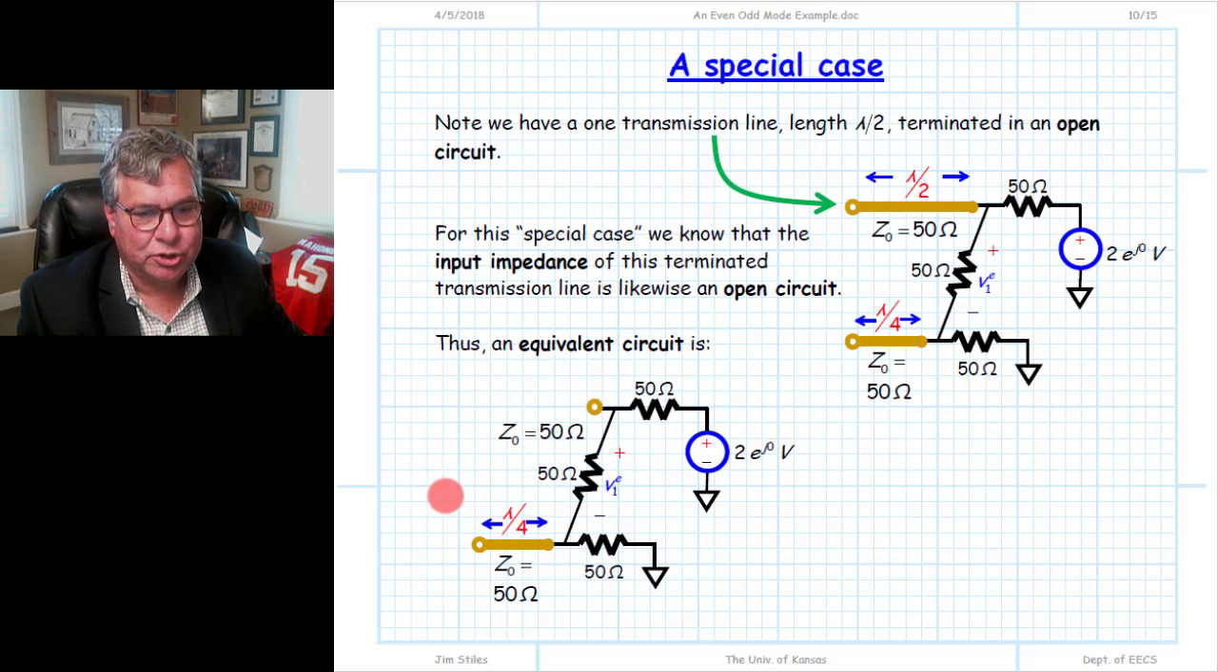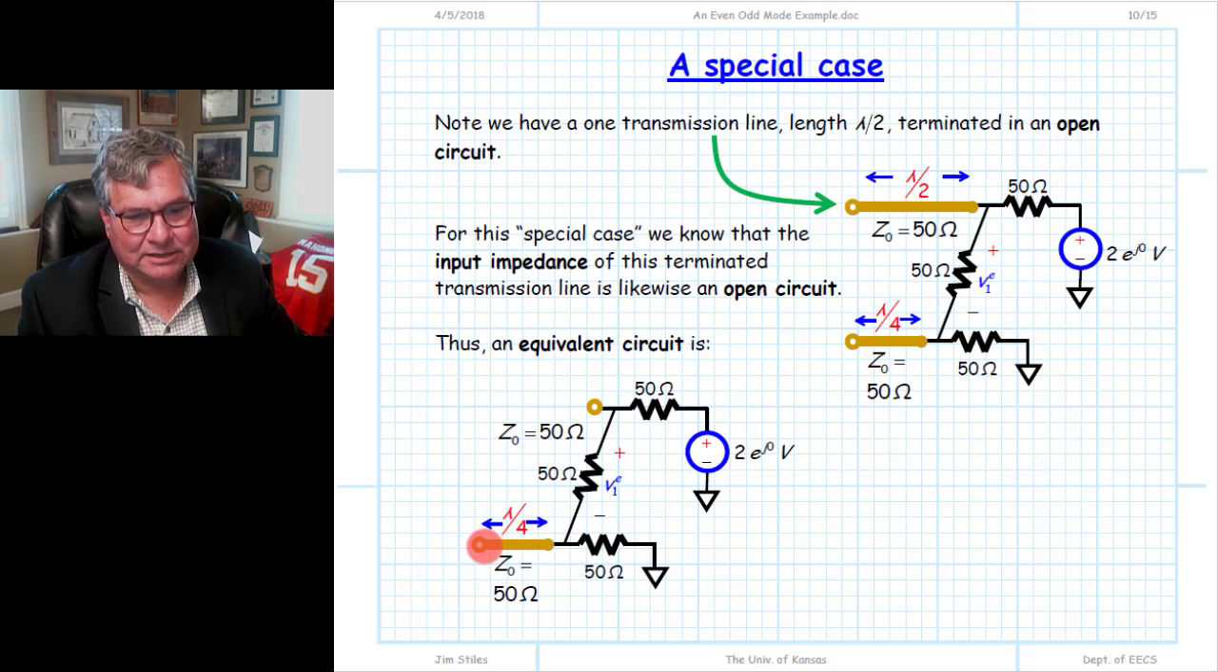So this becomes our new equivalent circuit by evaluating this case. Now we have another transmission line here, and so we need to replace it with its equivalent circuit. We need to replace it with its input impedance, which will go from this terminal down to the ground plane, down to ground. So what is the input impedance of this structure?